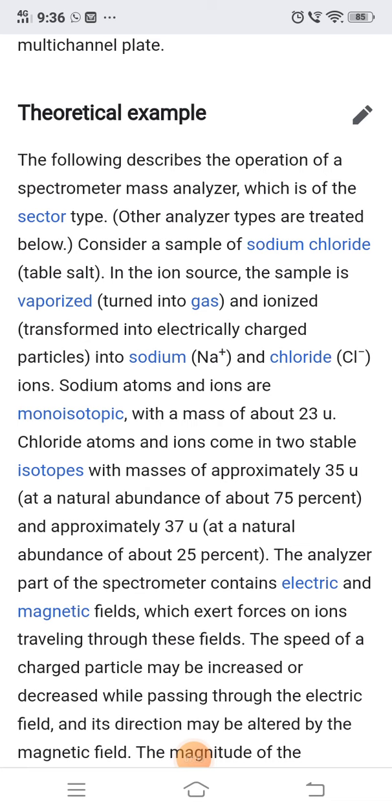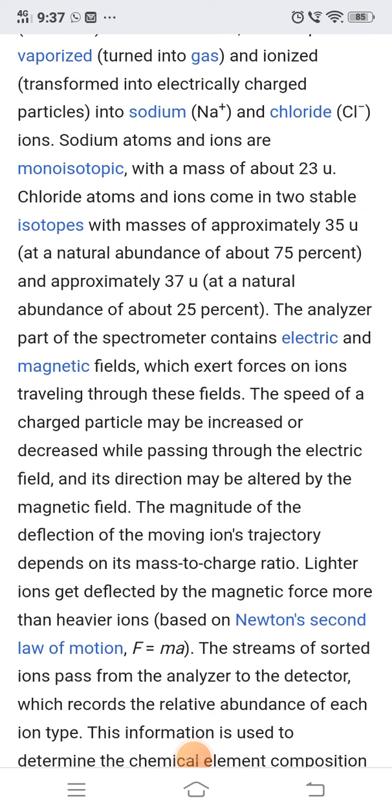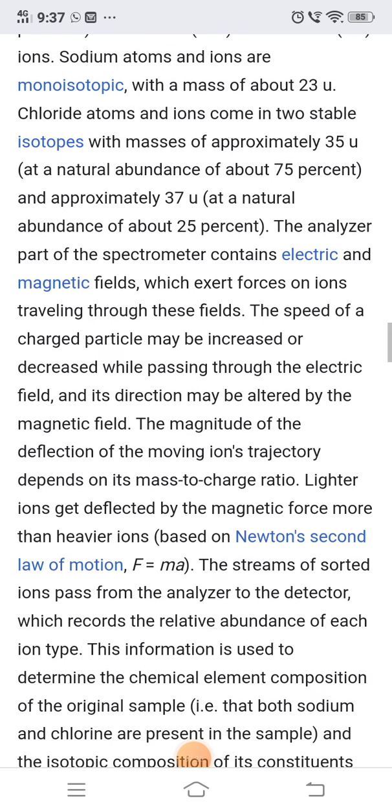The sodium ions are monoisotopic with a mass of about 23 u. Chloride atoms and ions have two stable isotopes with masses of approximately 35 u and approximately 37 u, with abundances of about 75% and 25%. Then the analyzer part of the spectrometer contains an electric and magnetic field which exert forces on ions traveling through this field.